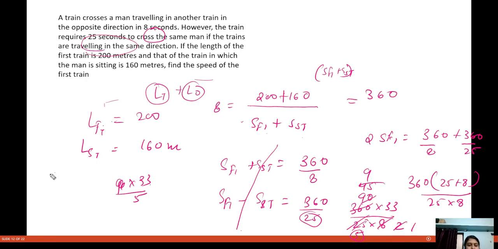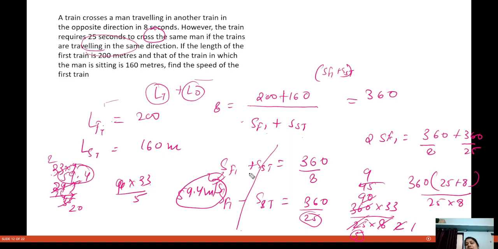So you are getting this as what? 33 into 9 is, I think, 297. This is 297 divided by 5. 5 fives are 25, and then you have 47. 5 nines are 45, and then you have 20, and then you have 59.4 meter per second. So this is the speed of the first train. 59.4 meter per second is the speed of the first train. So this is how you do these questions.